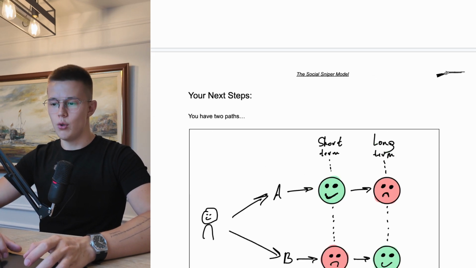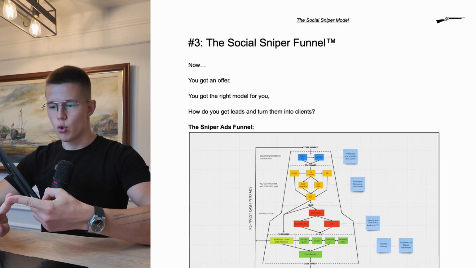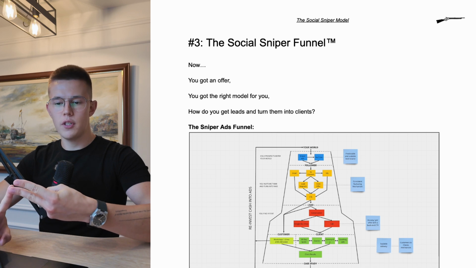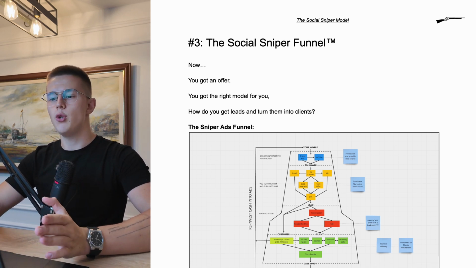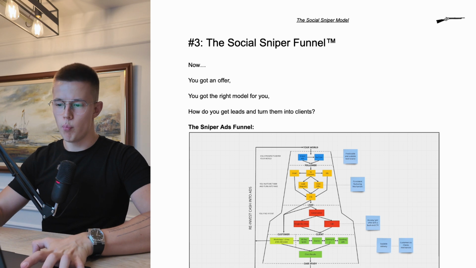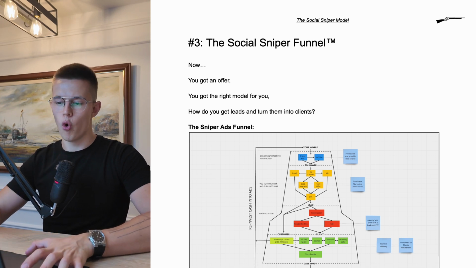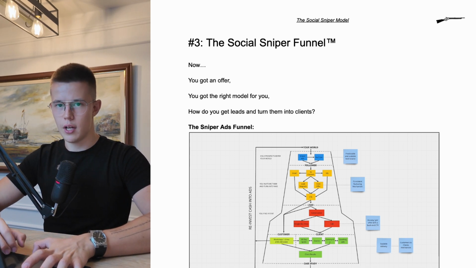If you are ready to implement the Social Sniper funnel, the iPad Office model, and the Gravity offer, and you're ready to scale to 30 to 50K per month with a proven model that worked for countless coaches like yourself.